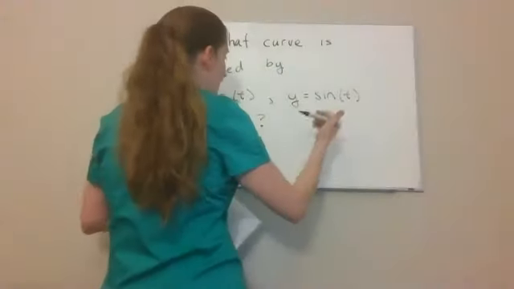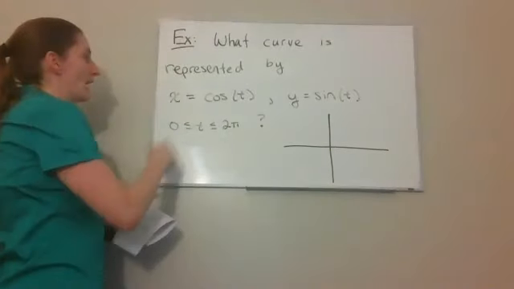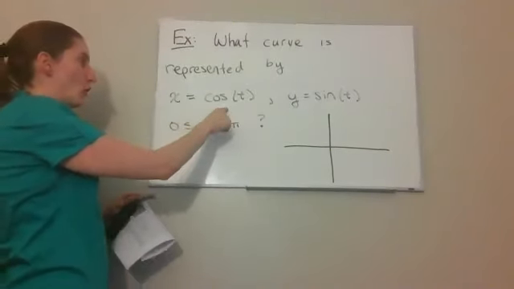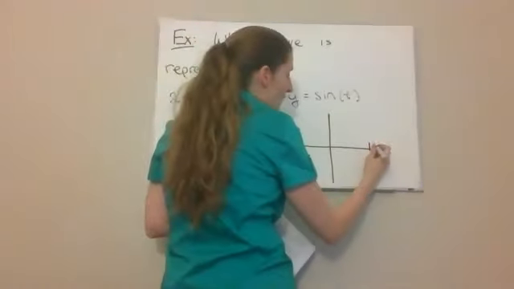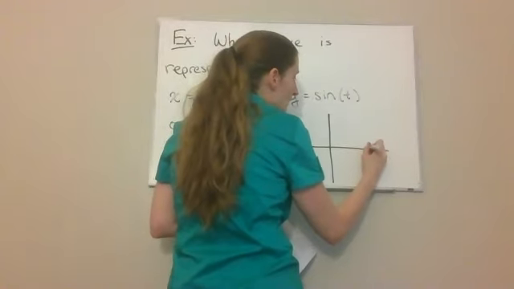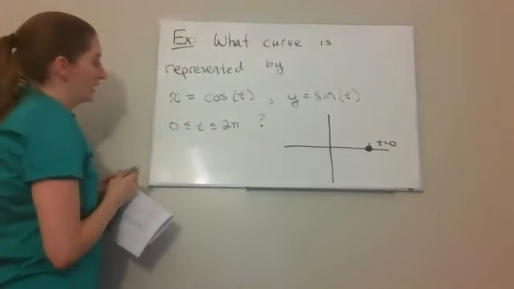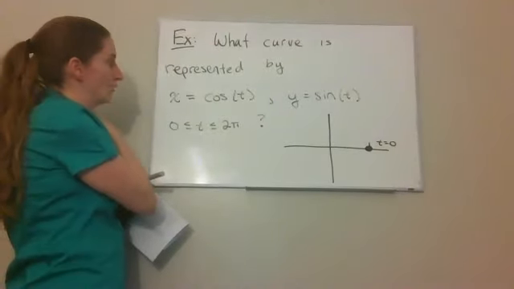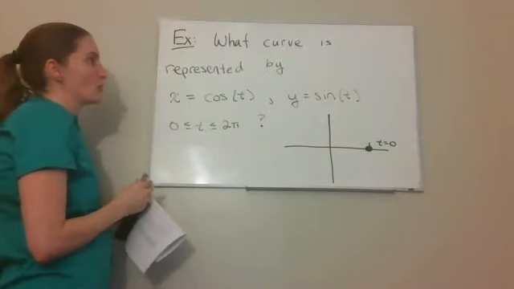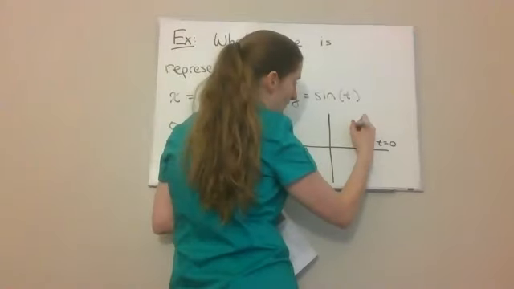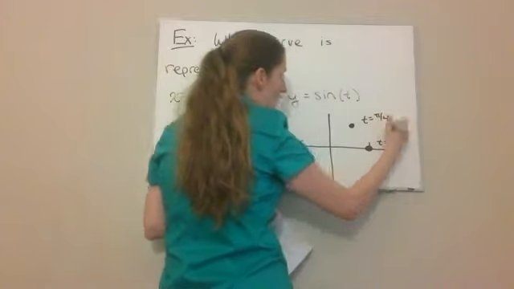So for instance, if I plug in 0 for my t, my x will be cosine of 0, which is 1. And my y will be sine of 0, which is 0. So I have this point over here at 1, 0. That's where I'm starting at t equals 0. If I plug in t equals, well, I'll do pi over 4, your x would be square root of 2 over 2, and your y would be square root of 2 over 2. So there's t equals pi over 4.